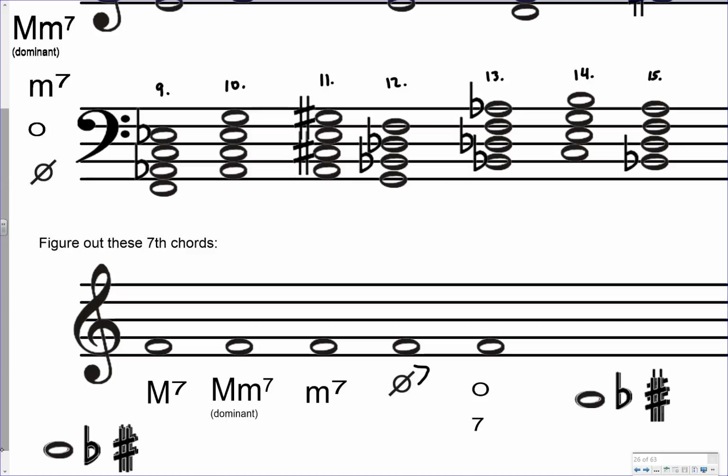So for all five examples, we are dealing with an F as the root, but we need an F major seven, we need an F dominant seventh, we need an F minor seventh, we need an F half diminished seven, and we need an F fully diminished seven. So take a moment and provide us with constructing these seventh chords, all the five different types that we've been studying. Good luck.